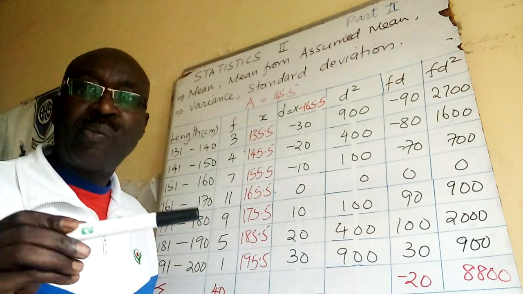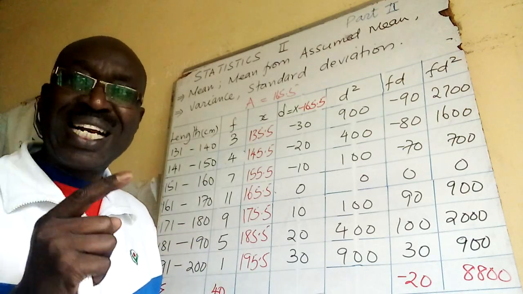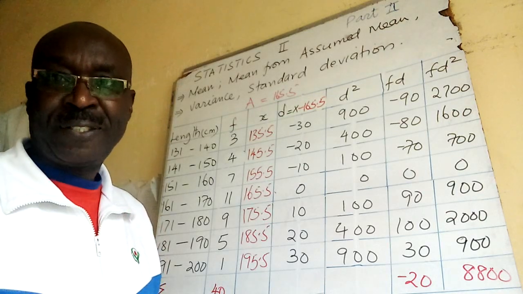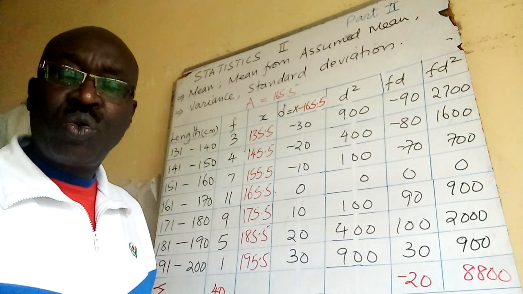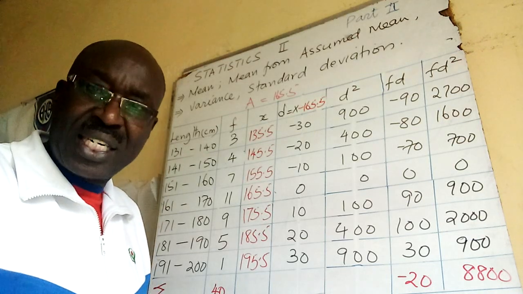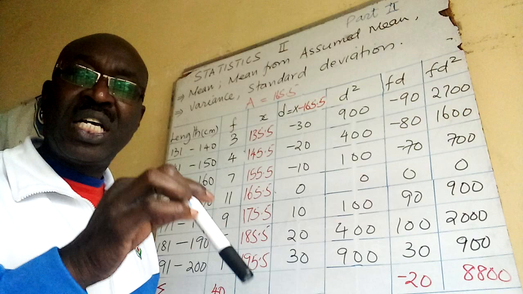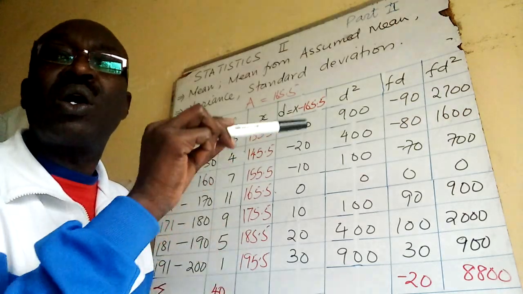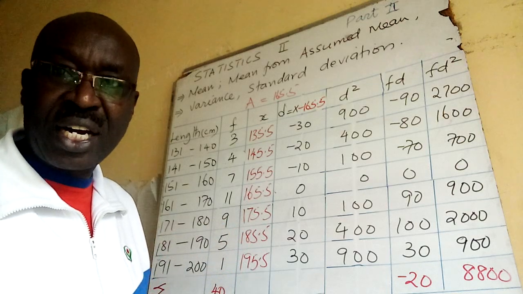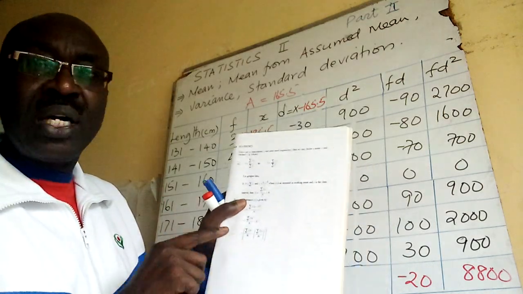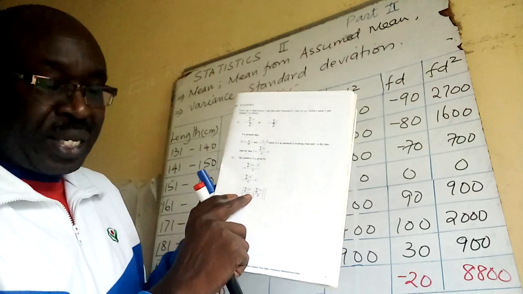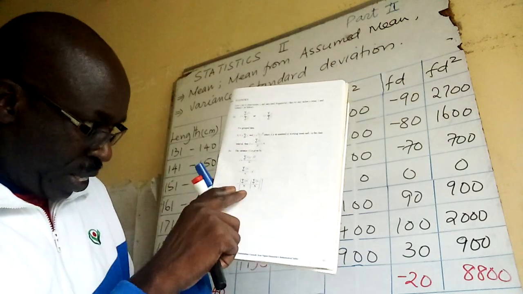Number 1, we are asked to get real mean, but we have been given assumed mean. Then number 2, we are asked to get standard deviation, or I can start with variance, because standard deviation is the square root of variance. So unless you have variance, you cannot get standard deviation. I want you to concentrate on your table. The piece I'm doing is B, the last part.